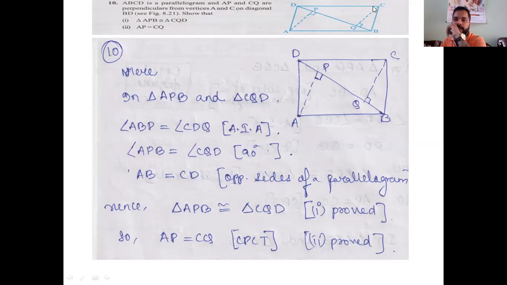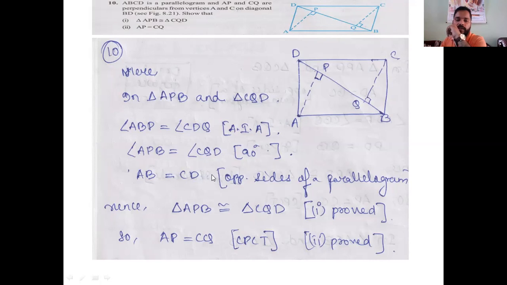Angle ABP is equal to angle CDQ. Why? It's a parallelogram and BD is a transversal, so alternate angles will be equal. Secondly, angle APB is equal to angle CQD. Why? It is already given in the question that these are perpendicular, so each is 90 degrees. And third, AB is equal to CD. Why? Opposite sides of a parallelogram.